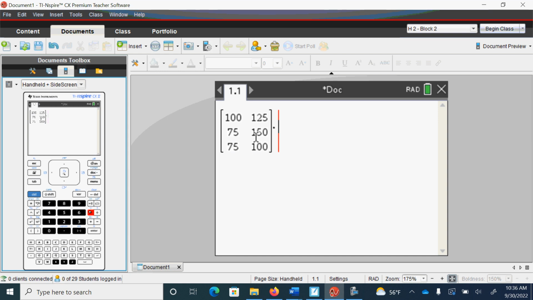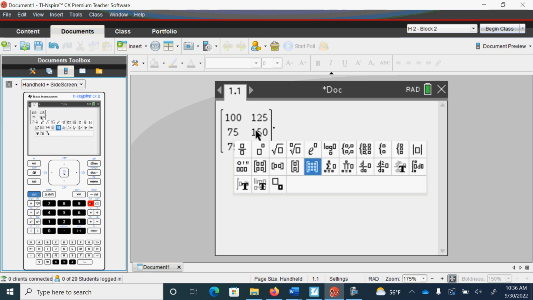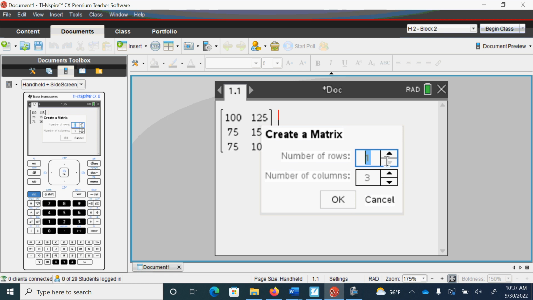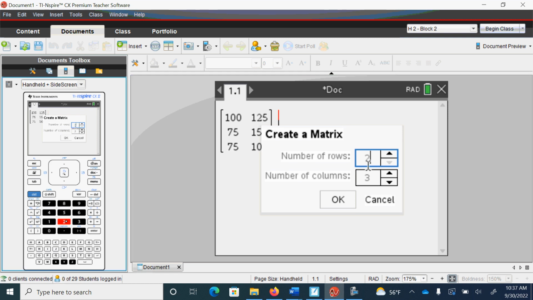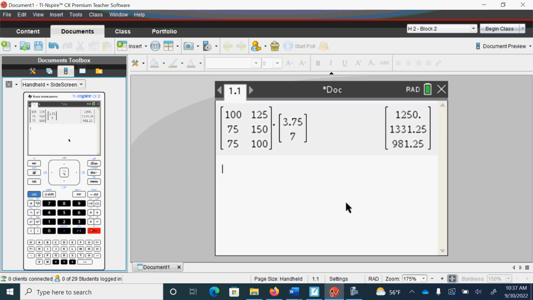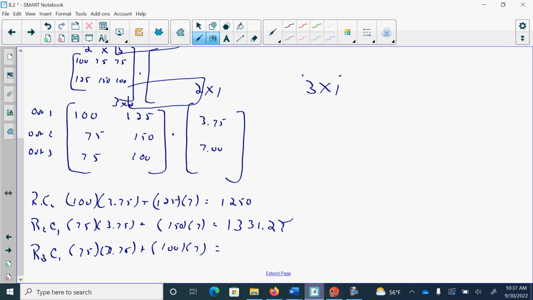And then multiply it by a 2x1, right? So I'm going to hit that same button I did before. I'm going to this one. I'll be perfectly honest, I just stay here. 2x1, hit OK, and it was $3.75, and the other price was $7. Hit enter, and it multiplies for me. Okay? So 981.25.